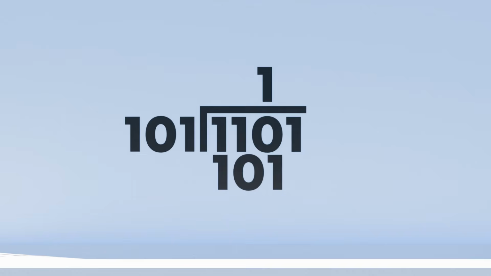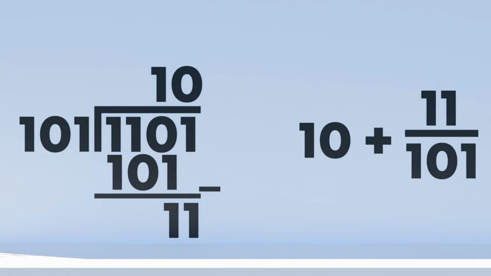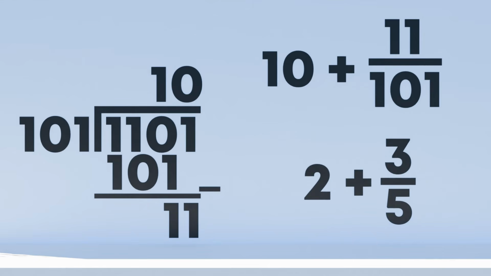How many times does 101 fit inside 110? This time it's 1, so write it above here and subtract 101. 101 doesn't fit inside 11, meaning that our algorithm is complete. Our answer is 10, or 2 in decimal, and we have a remainder of 11, or 3 in decimal.